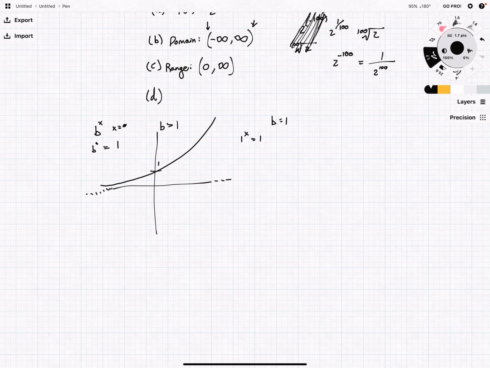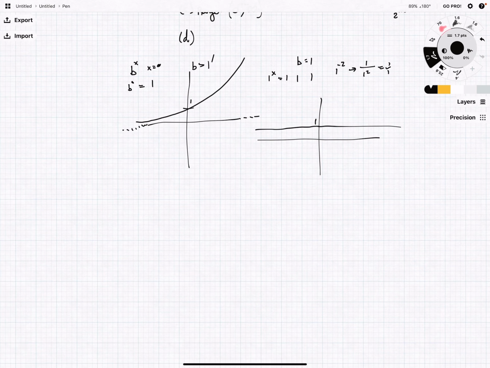Now, if b equals 1 exactly, what happens if you have 1 to the x? That's just 1 and 1 again and 1 again, right? No matter what you have, you're just going to have this line here at 1. You'll get 1 every time. Even if it's a negative number, like 1 to the negative 2, you just have 1 over 1 squared. So every time it's going to be 1.